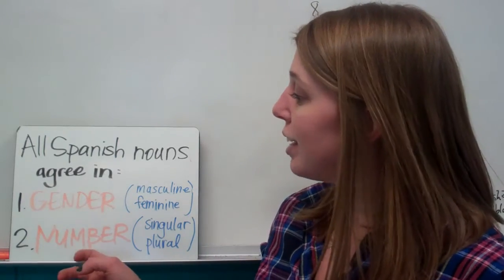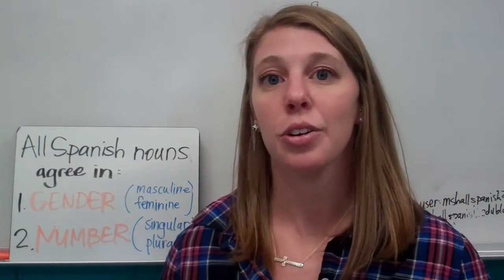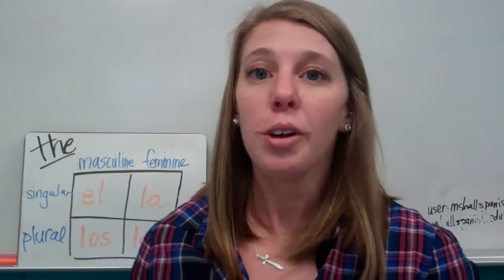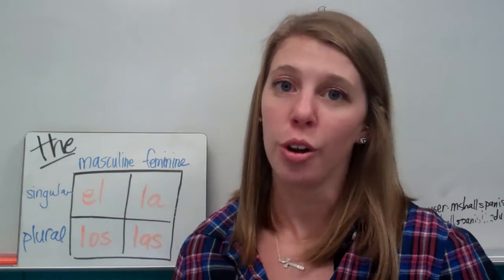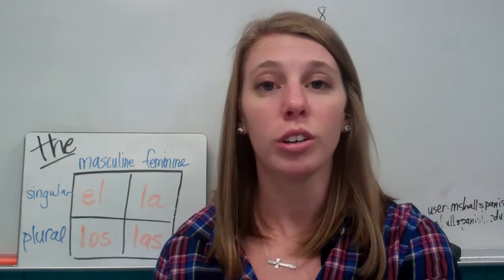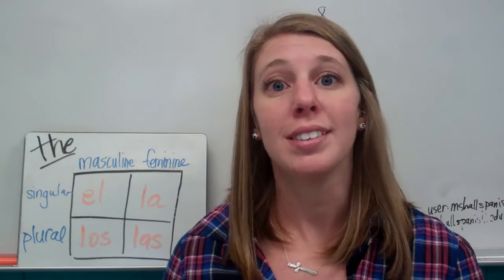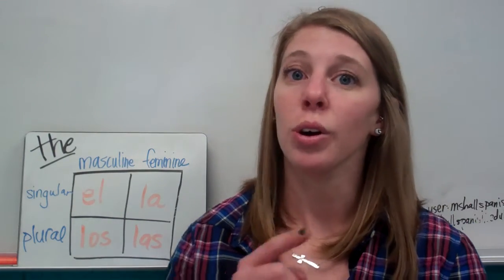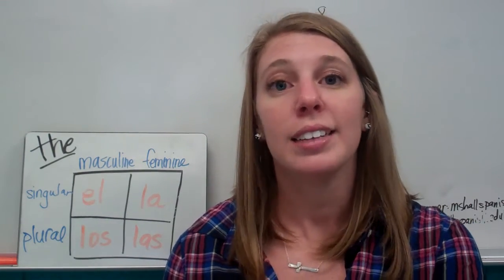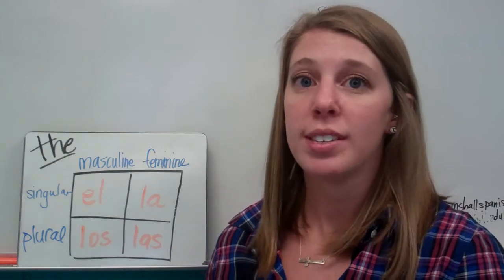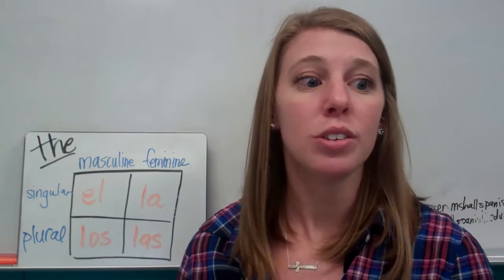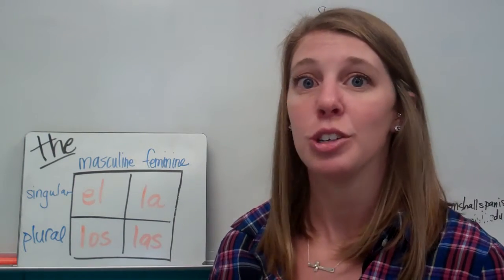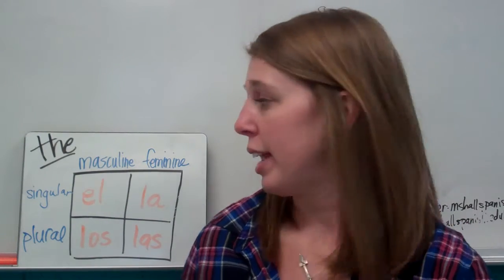And they must agree in number as well, meaning singular or plural. Plural normally ends with an S. Going along with nouns, there's also articles. In English, we have two articles that we use all the time. One is the, and then one is a or an, like the boy or a boy. And in Spanish, these follow the same rules that nouns do. They must also agree in gender and in number. So it's two things instead of just one thing.